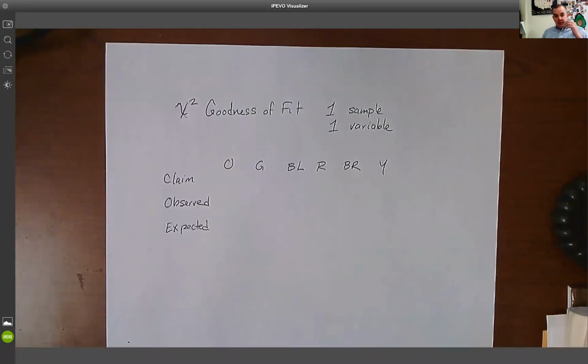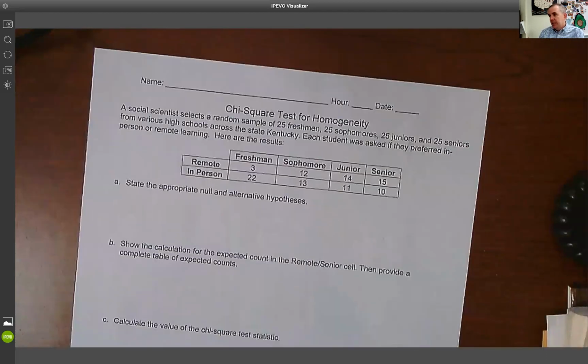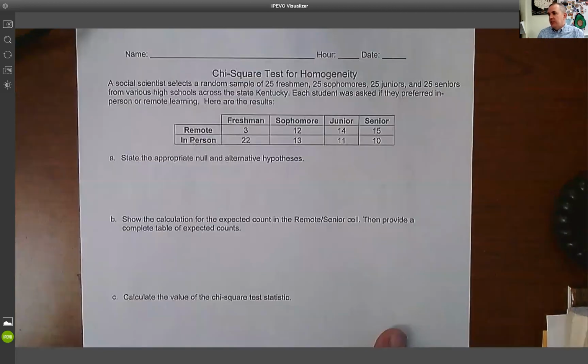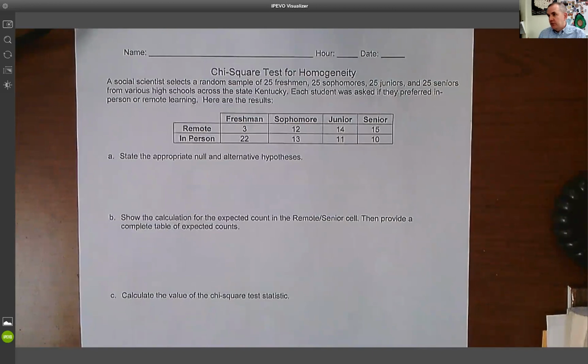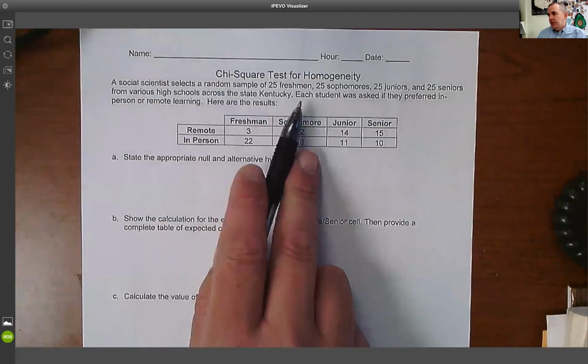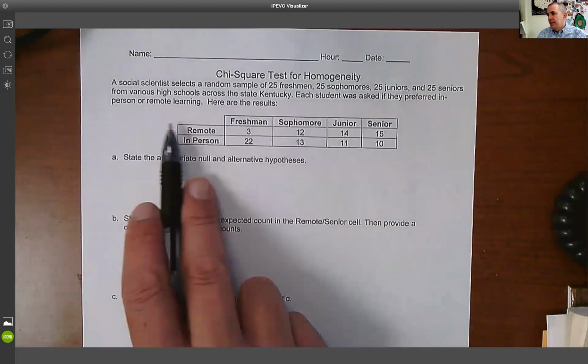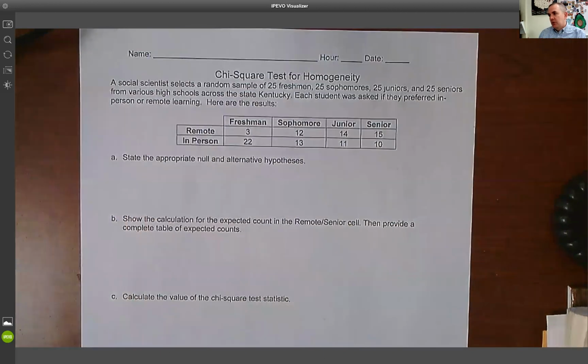A chi-square test for homogeneity is basically the following. I'm going to take 2 or more samples, and I'm going to try and prove if they're different based upon the categories within. So in this case, we're going to take a look at this question. A social scientist selects a random sample of 25 freshmen, 25 sophomores, 25 juniors, and 25 seniors from various high schools across the state of Kentucky. Each student was asked if they preferred in-person or remote learning.